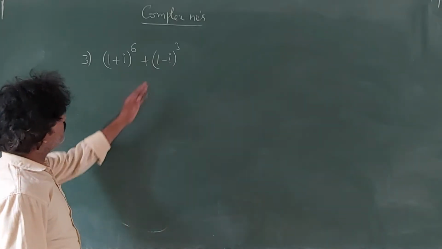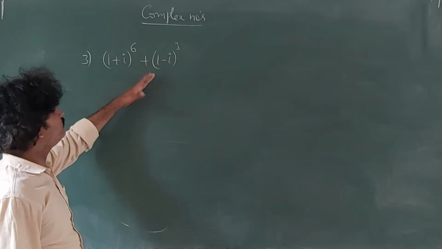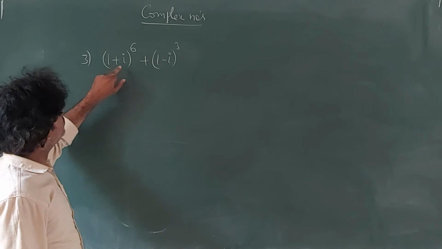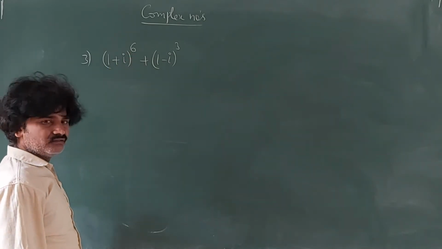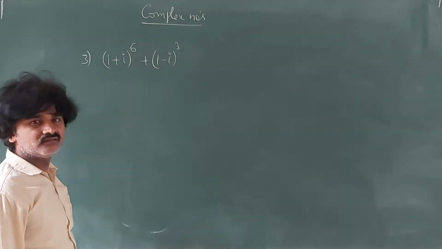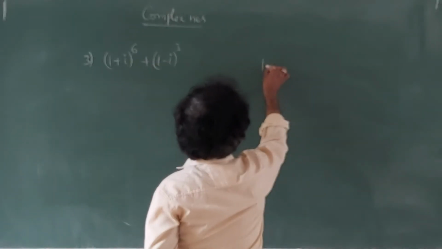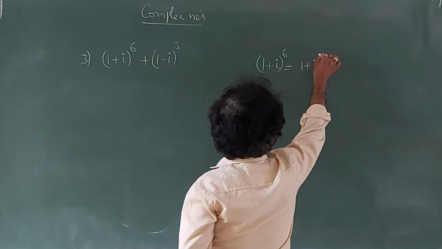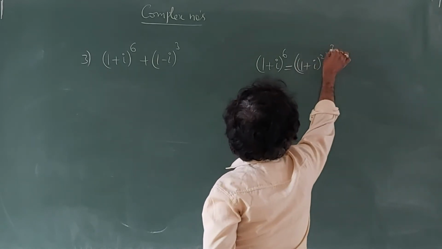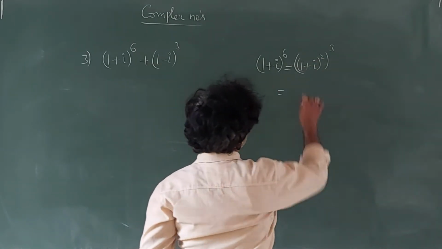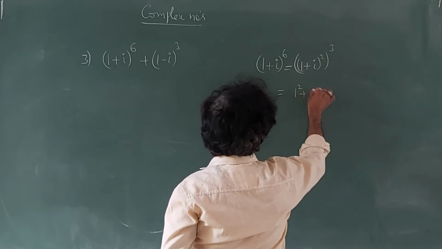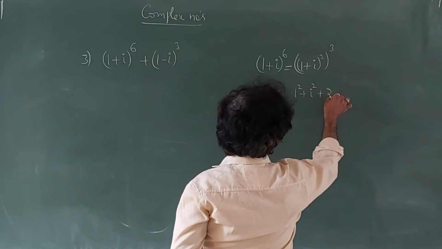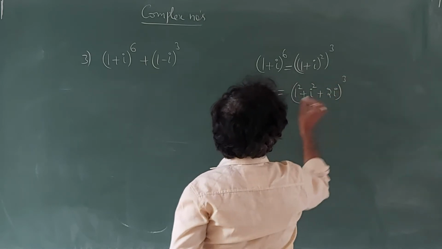We just need the (a minus b) whole cube and (a plus b) whole cube formulas, that's it. Here (1 plus i) whole power 6 is there. Power 6 means you can write it as whole square whole cube or whole cube whole square. First I am writing (1 plus i) whole square whole cube. Now it is like (a plus b) whole square, which is a square plus b square plus 2ab, whole cube.